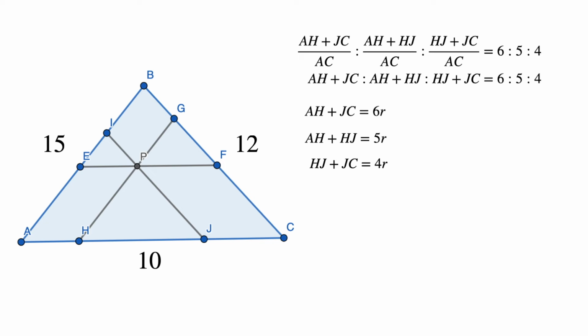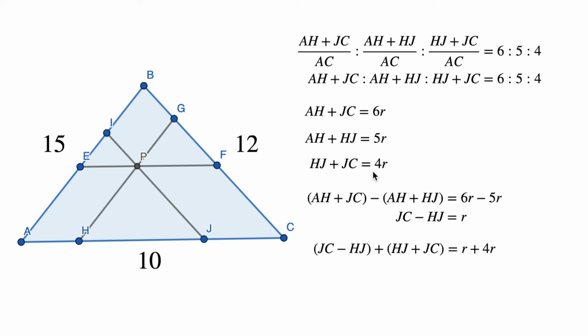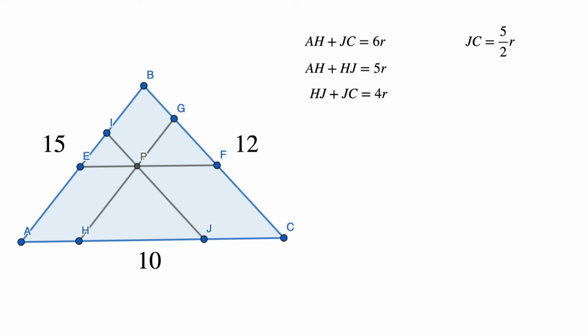First, we can subtract the second equation from the first and get this. And this new equation is very similar to the third equation over here, and if we add them together, we can find that JC is 5 over 2r. Okay, so now that we have JC in terms of r, we just have to substitute it into the first and third equation to find what AH and HJ is in terms of r.